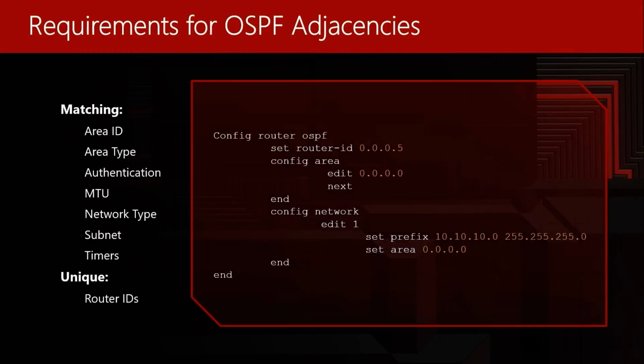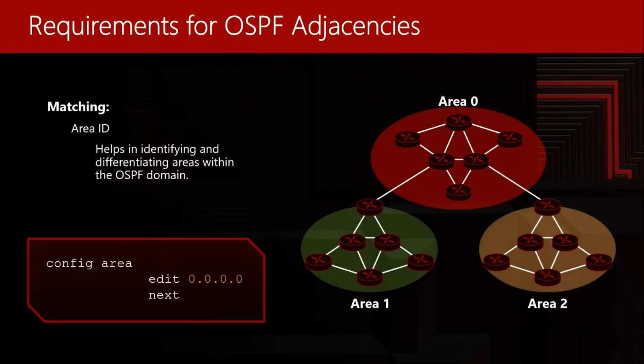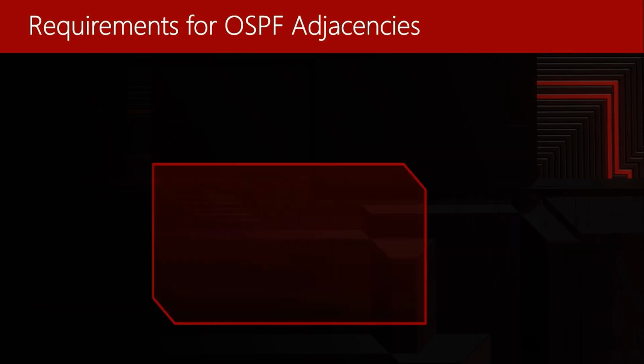But for that to happen, multiple elements must match between the routers participating in OSPF for that adjacency to actually work, and to establish it all these elements must match. Area ID, for example: as we mentioned before, OSPF can be broken down into multiple areas, but the two routers communicating must match. They need to be in the same area for that adjacency to be formed.